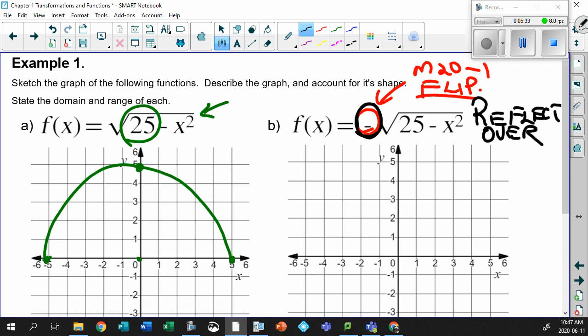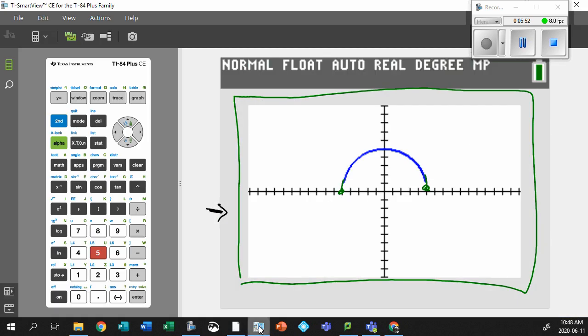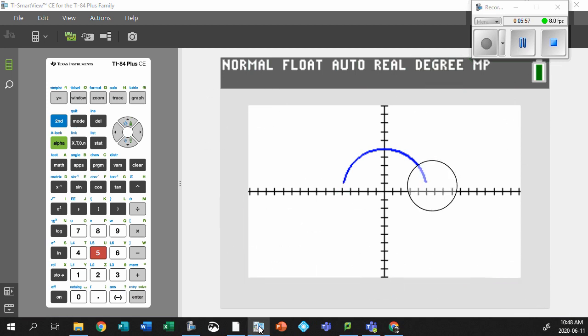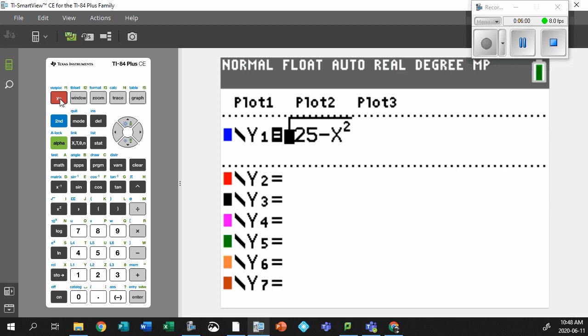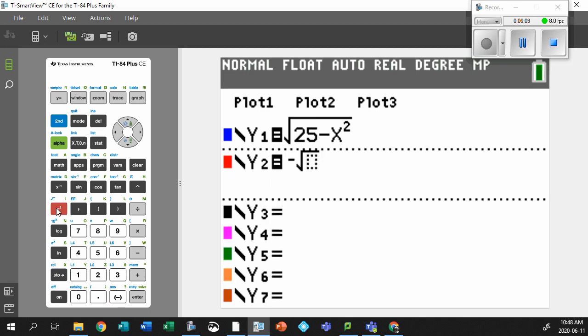How's he going to flip? Well, surprisingly, he's probably going to be down here. So what axis did he flip over? I'll give you a hint. So this is going to be over the x-axis. Let's put the negative in front of this thing and see what happens. I'm going to bring up my calculator right here. Let's clean this up because I don't like all these crazy dots and lines. Get the y equals again. We'll go down to y2, put a negative in front of it, and type in exactly the same equation again. There's 25 minus x squared.